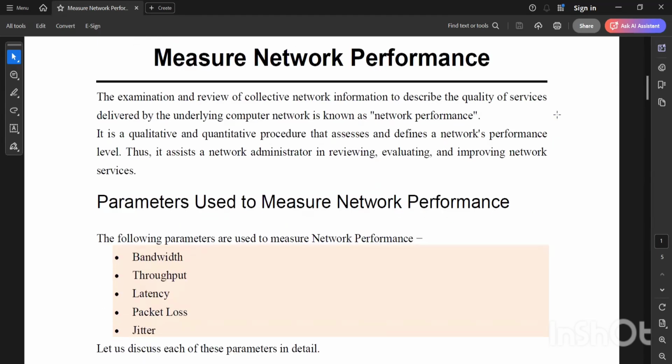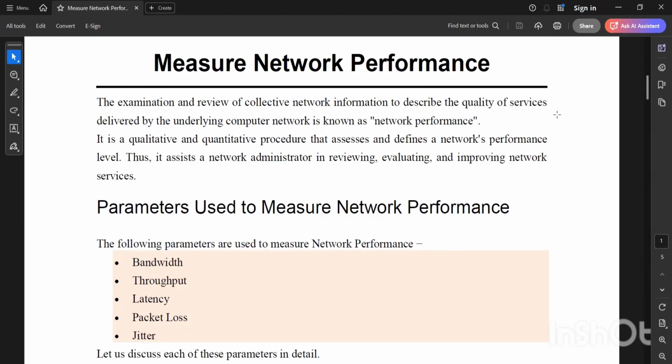The examination and review of collective network information to describe the quality of services delivered by the underlying computer network is known as network performance. It is a qualitative and quantitative procedure that assesses and defines a network's performance level. Thus, it assists a network administrator in reviewing, evaluating, and improving network services.